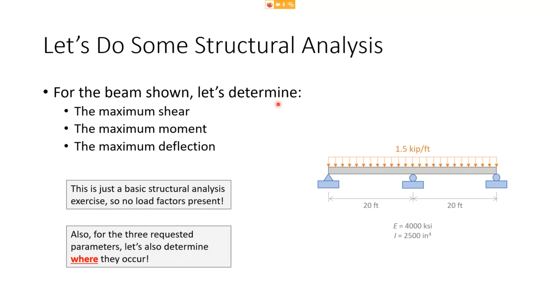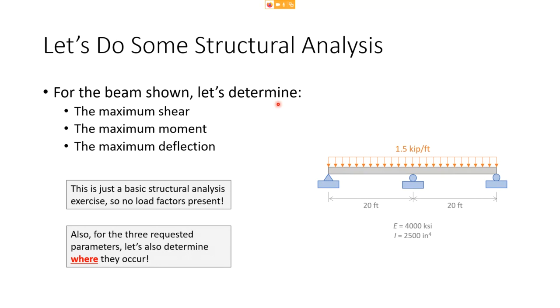with using them. So what I did is I pulled a case that we haven't used in any of the examples in class, in either steel or concrete. I just want to look at this example and make sure that we're all clear with determining shear, moment, and deflection for a typical loading scenario. This is just a basic structural analysis exercise. There's no load factors present, none of that stuff. I just want to do the analysis.